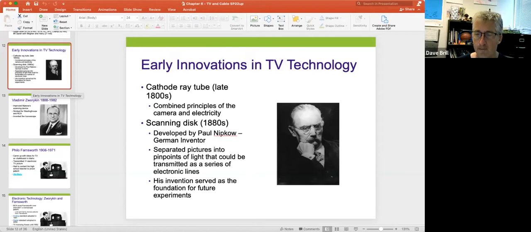And of course, we can't do that without starting way back in the 19th century. So we're talking about the novelty stage of television.